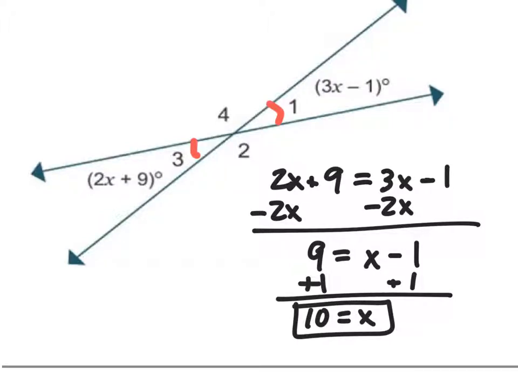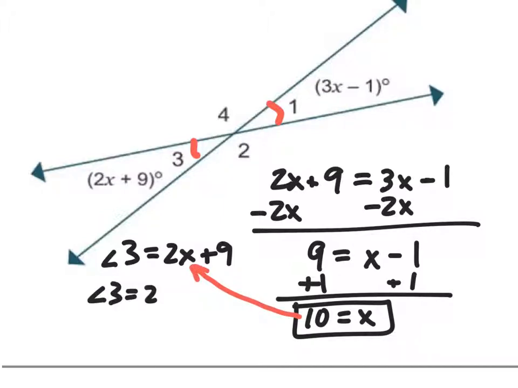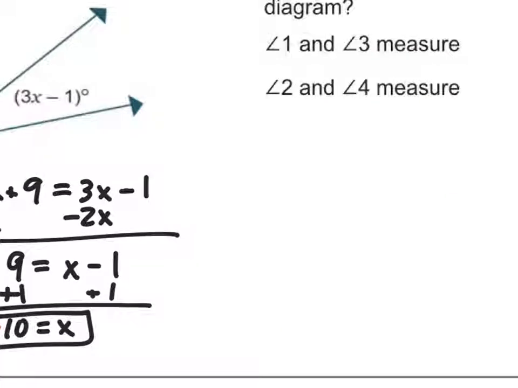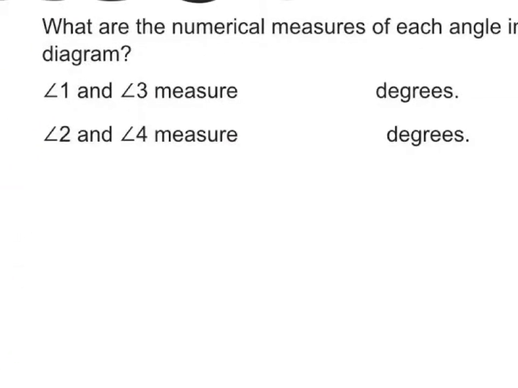So here's what I know. We'll just do angle 3. It doesn't matter. Angle 3 is equal to 2x plus 9. Now if I take 10 and plug that in for x, then angle 3 is equal to 2 times 10 plus 9. That gives me 20 plus 9, which is 29. So angle 3 is equal to 29 degrees. And if angle 3 is 29 degrees, then I know that angle 1 is also 29 degrees.